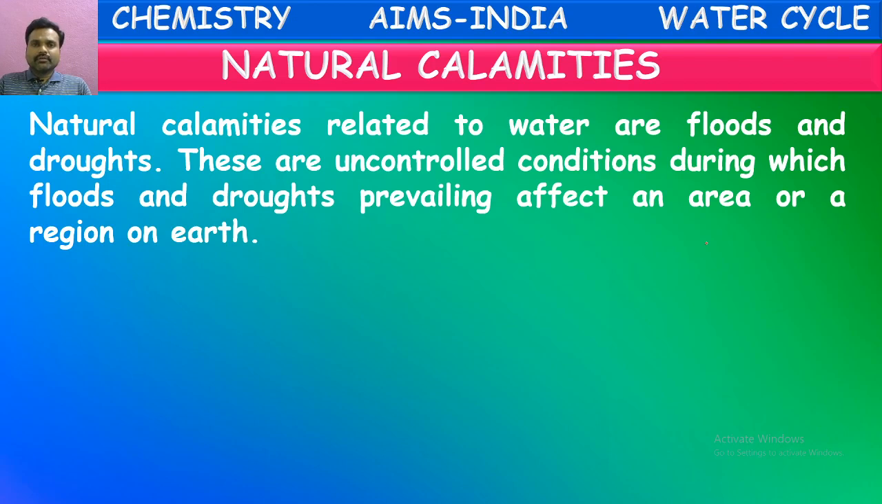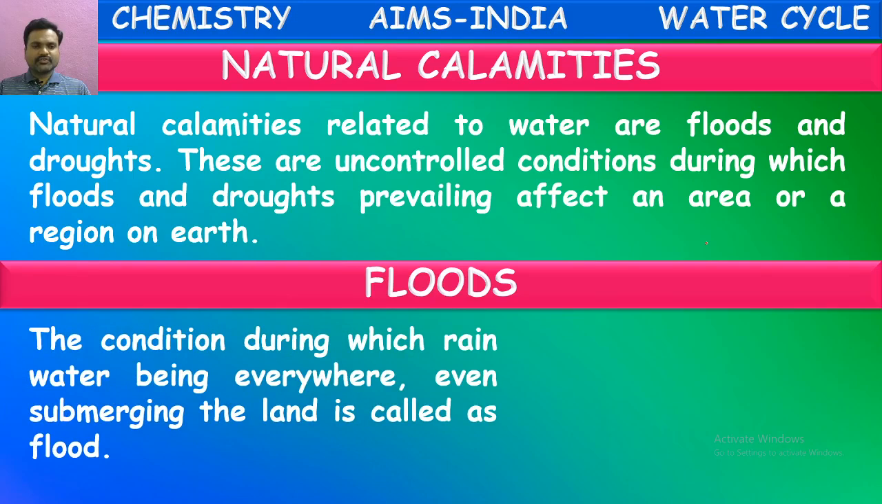So the destructions or natural calamities caused by water are two. One of them is flood, the other one is drought. These two are uncontrollable. They will be affecting certain places or regions or areas where they occur. Okay, what are these two? What are floods? What are droughts? Let us see now.